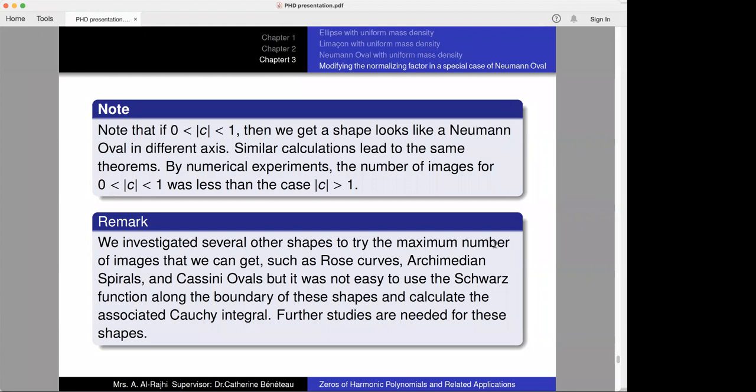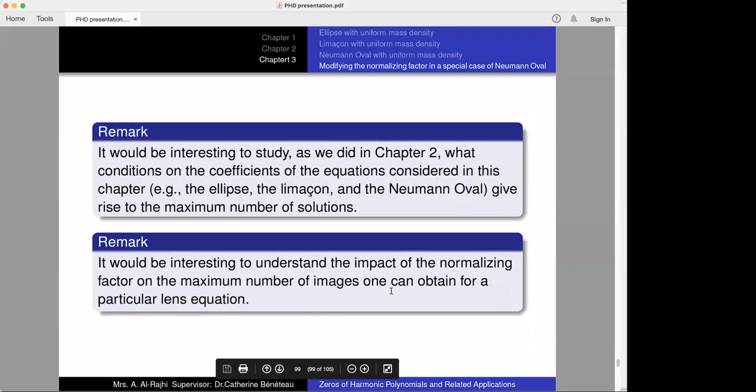Actually, while we were doing this work, we tried to investigate the number of images for other lenses such as rose curves, spirals, and Cassini ovals, but for all of them, finding an analytic Schwarz function along gamma wasn't easy. And it's also possible to study the coefficients on the condition for our equation, as we did in chapter 2.